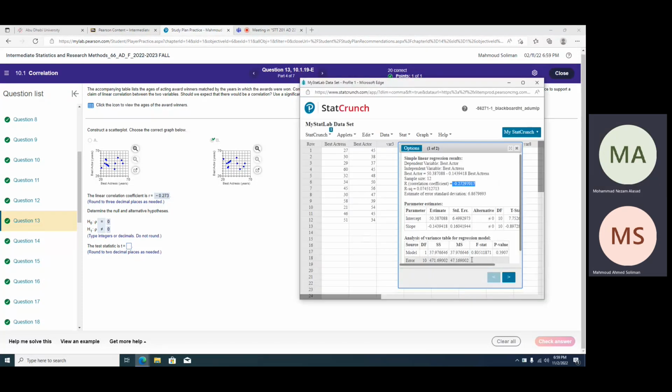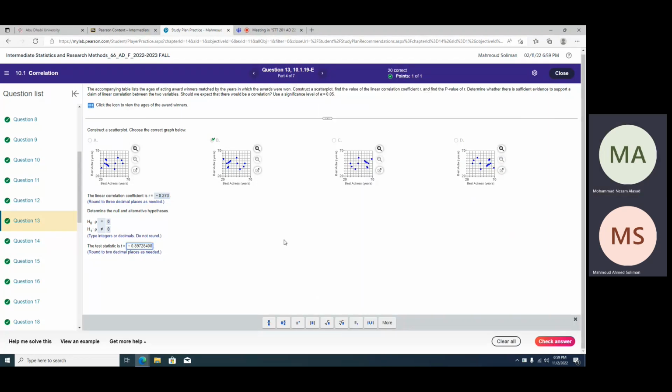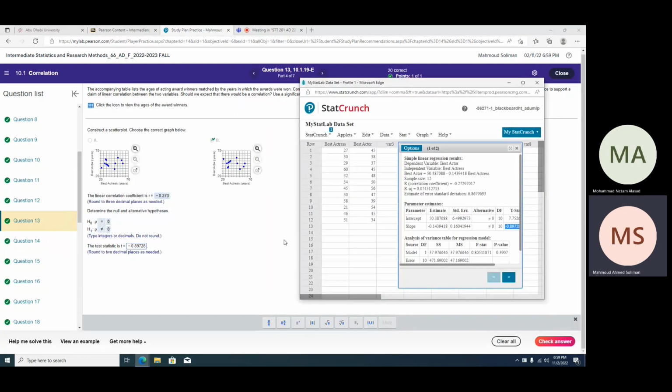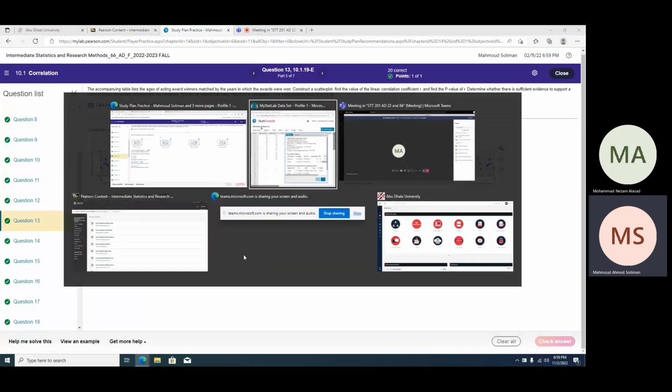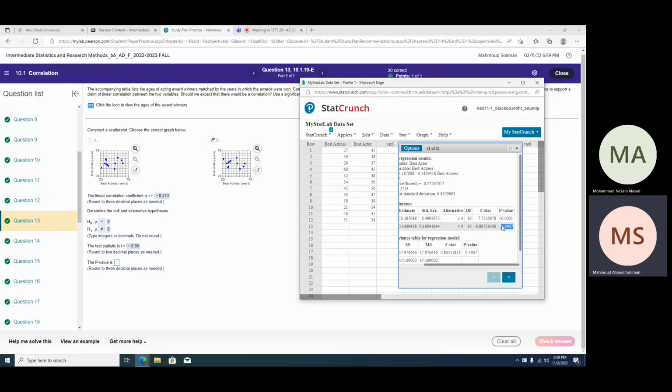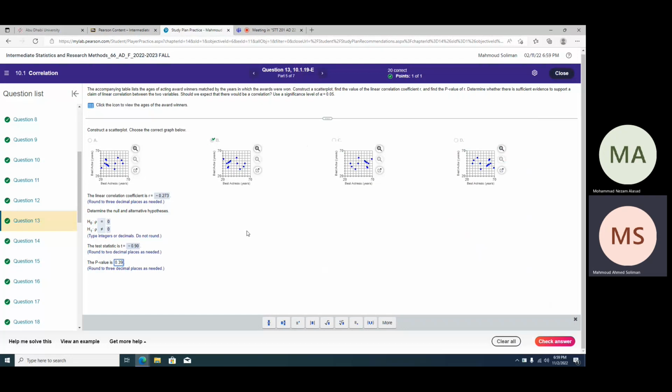So for 10.1, it's always regression and linear, right? Yeah, regression, linear. Okay, thank you. And here we have the slope, t stat. We'll round up to 2 decimal places. Okay, so p value, we'll take it from slope as well. And 3 decimals.